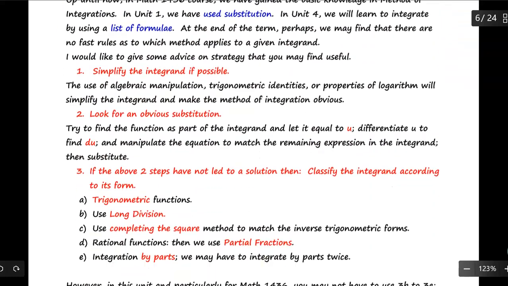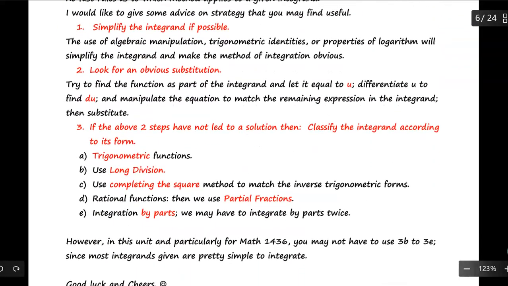This one, I'm giving everyone as: simplify the integrand if possible. So that's what we did, okay? We broke it into 2 integrals to work with. Then we look for an obvious substitution. So what does it mean by the substitution method here?